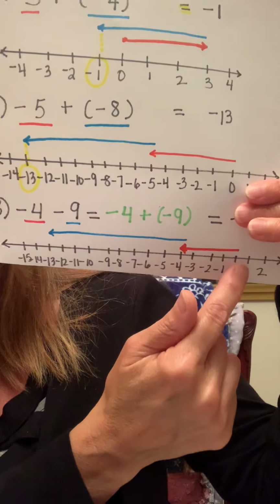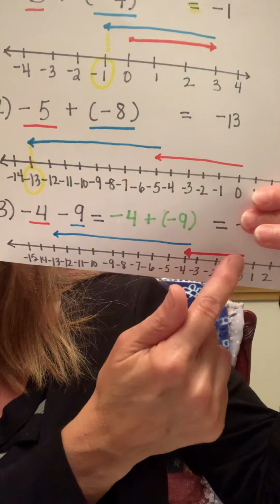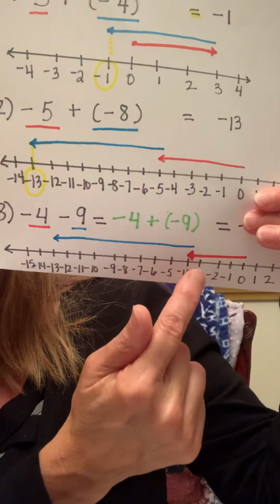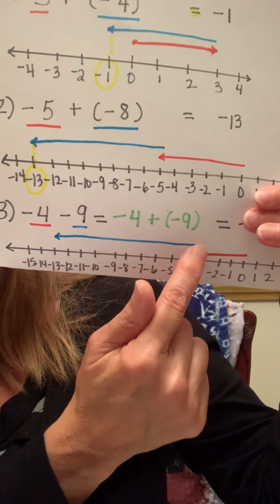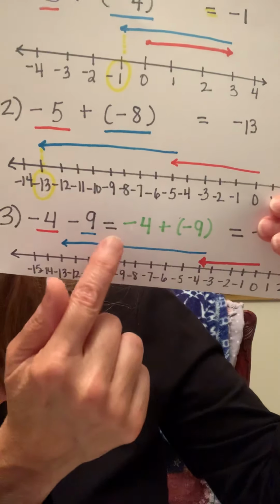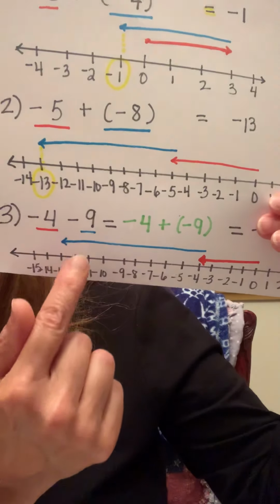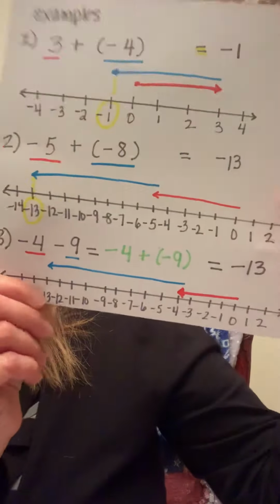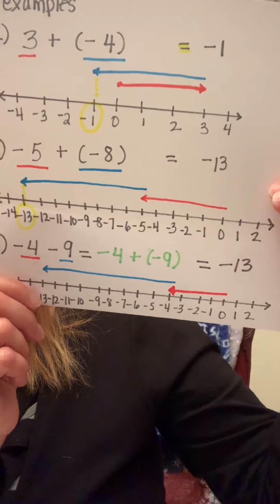So I started at 0, went over 4, 1, 2, 3, 4. Go up, and you're going to go over 9. 1, 2, 3, 4, 5, 6, 7, 8, 9. Yeah, it's also negative 13. I didn't realize that until after I did it, that they were both the same number. That's okay. All right, look at this one.